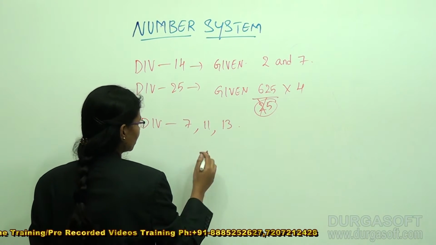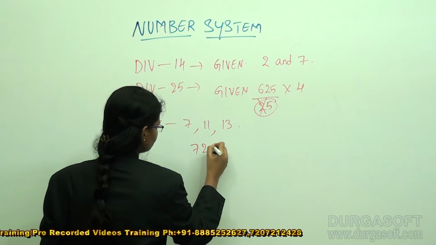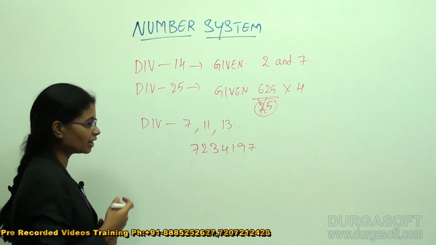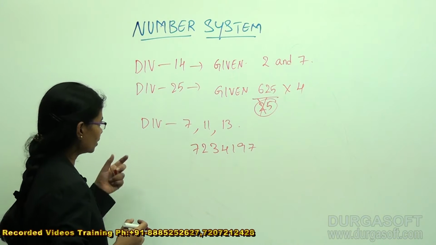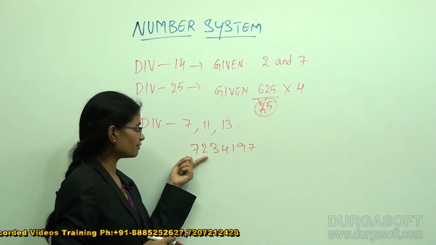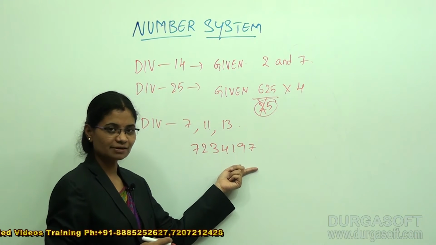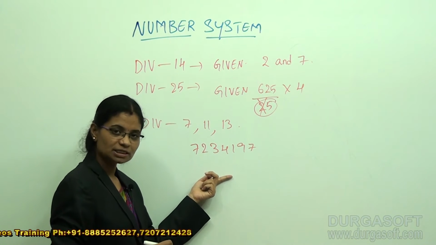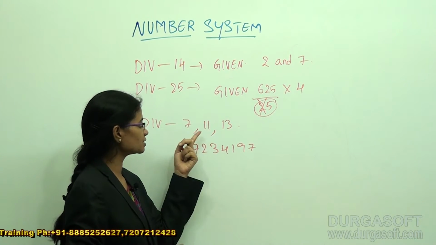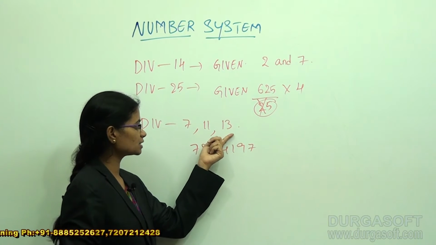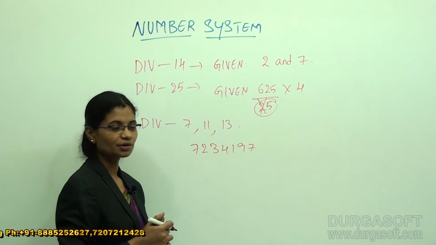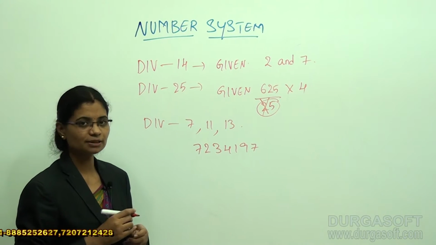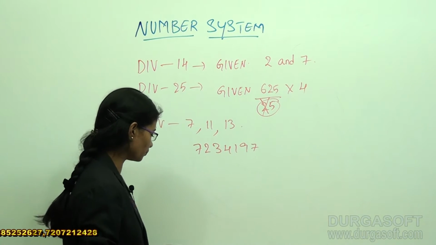For example, if in our examination they give the number 7, 2, 3, 4, 1, 9, 7, whether this number is divisible by 7 or not is one question. Whether this number is divisible by 11 or not, whether it is divisible by 13 or not. For all these three, 7, 11 and 13, there is one single rule. Let's see what that single rule is.